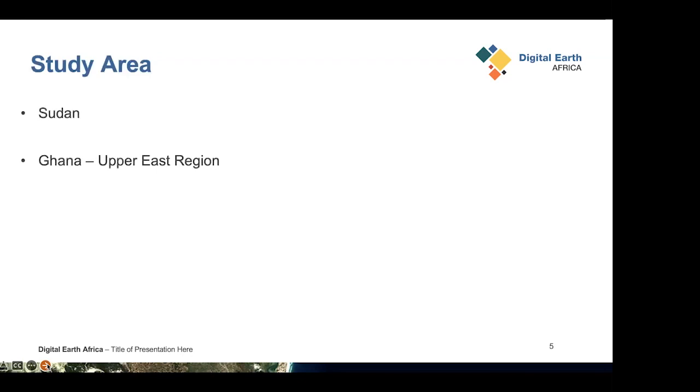Then we are going to have the study area, that's Upper East, part of Sudan, and also the Upper East region section of Ghana.